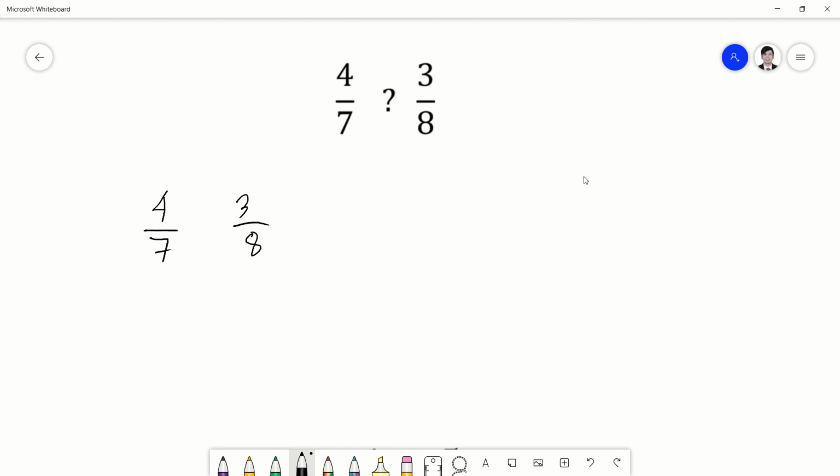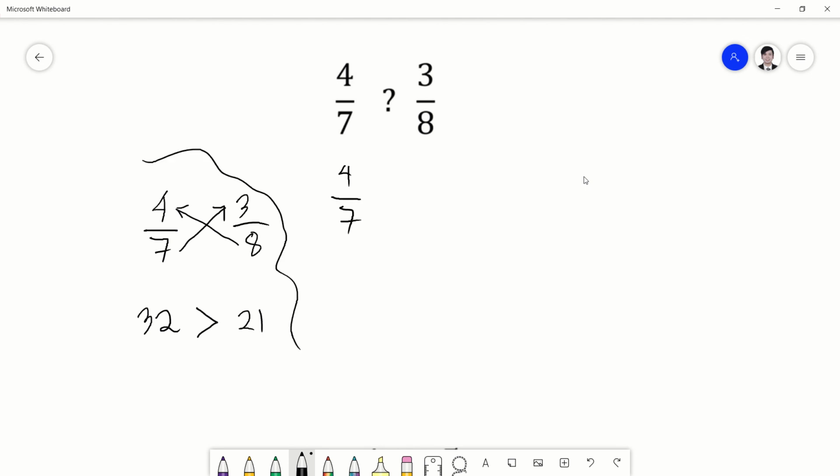Cross multiply 8 times 4. So that means it is 32. Then 7 times 3. Then that means it is 21. Comparing 32 and 21, 32 is greater than 21. That means that we can conclude that 4 over 7 is greater than 3/8 because 32 is greater than 21.